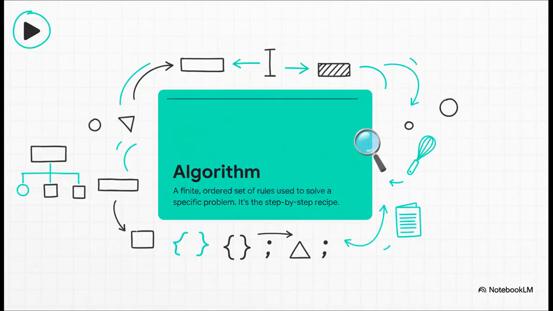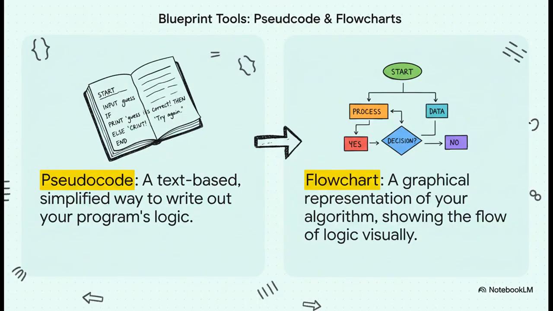So what even is an algorithm? Don't let the word scare you. At its core, it's just the plan. Think of it like a recipe for a cake. It's a super clear, step-by-step set of instructions that tells your program exactly what to do to solve a problem. That's it. And for this blueprint, you've got two main tools in your toolbox.